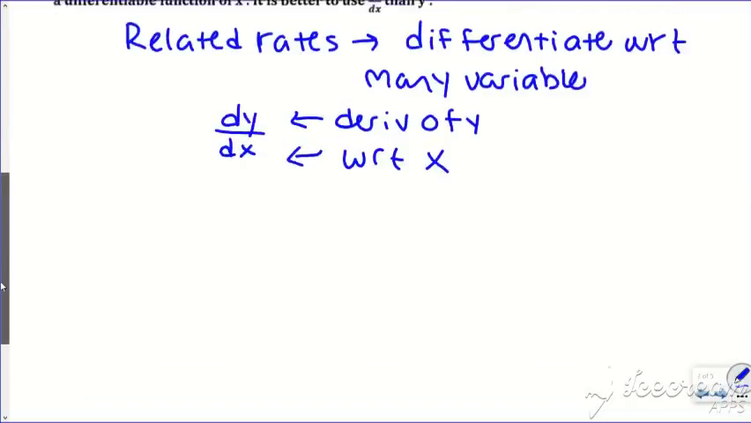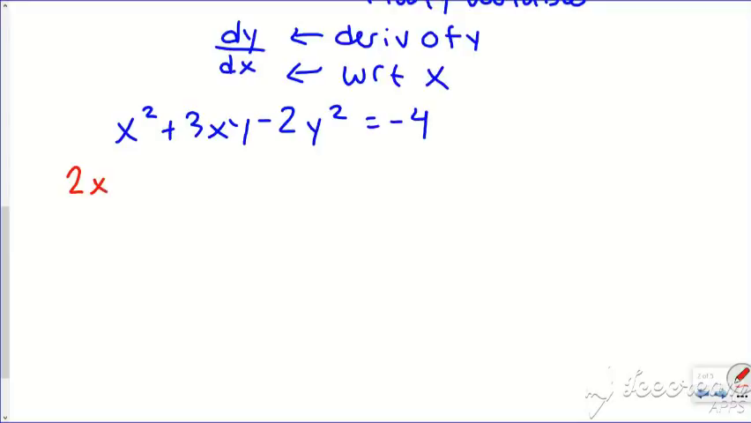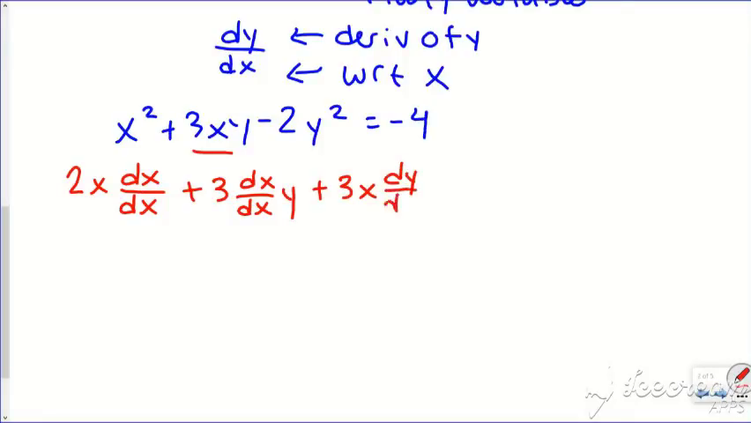So let's go ahead and take the derivative of this function that we see up here at the top. I'm going to rewrite it down here just for clarity. My function is x squared plus 3xy minus 2y squared equals negative 4. So the first step is to take the derivative of both sides. So this will be 2x, and then if I take the derivative of x, think of the x as the inside, that will be dx, derivative of x with respect to x. This will require a product rule, so I'm going to do 3, and then take the derivative of x with respect to x, leave y alone, plus 3x derivative of y with respect to x.